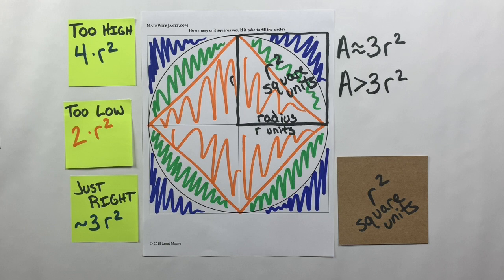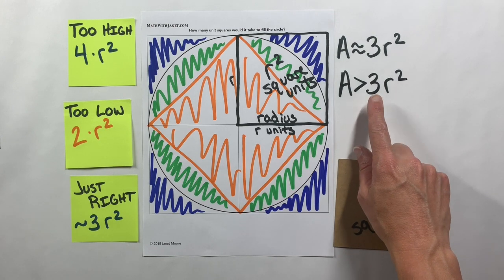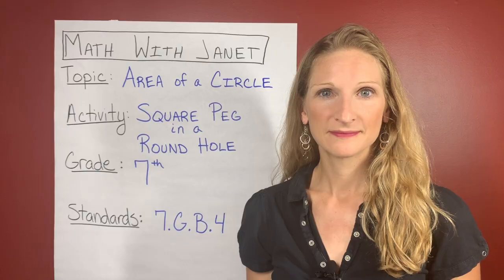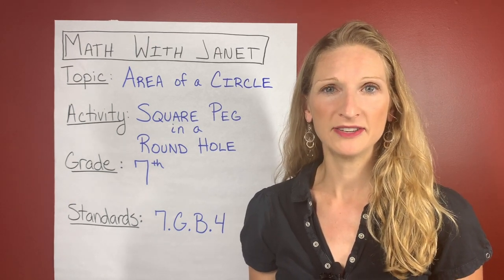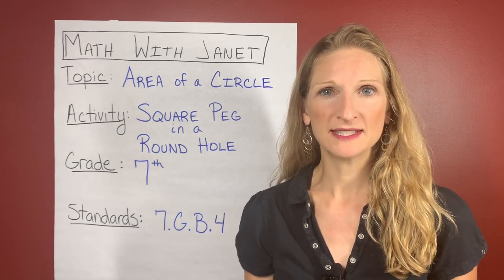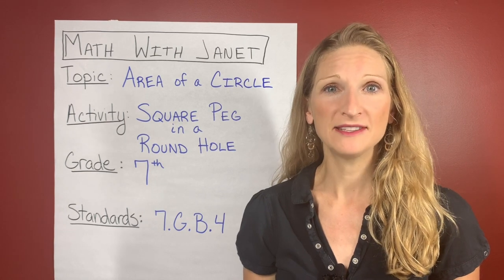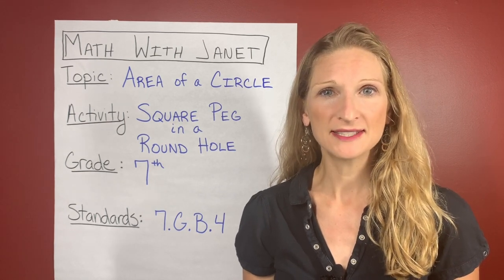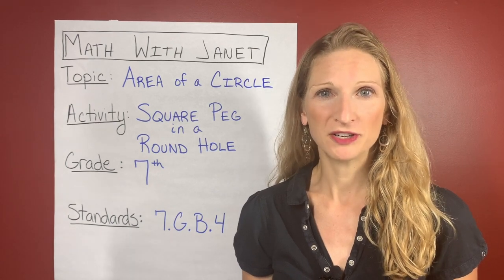But until we do the next part of our square peg in a round hole activity, we won't be able to say for sure exactly what that quantity is going to be. Be sure to watch part 2 of the square peg in a round hole activity, in which we decompose the circle into several pieces that we can then rearrange to form a parallelogram and eventually a rectangle, and to discover that the area formula for a circle is pi r squared.